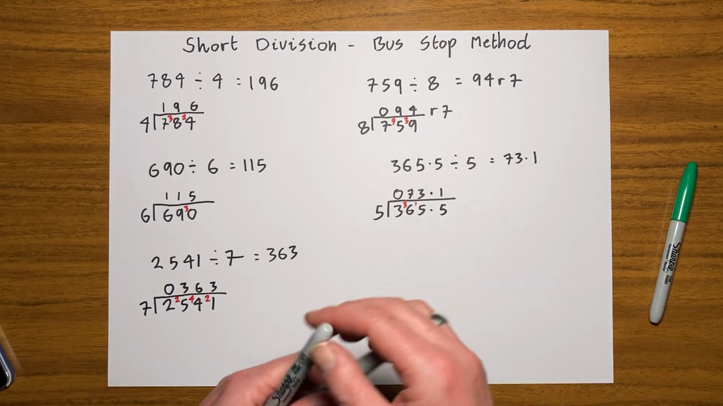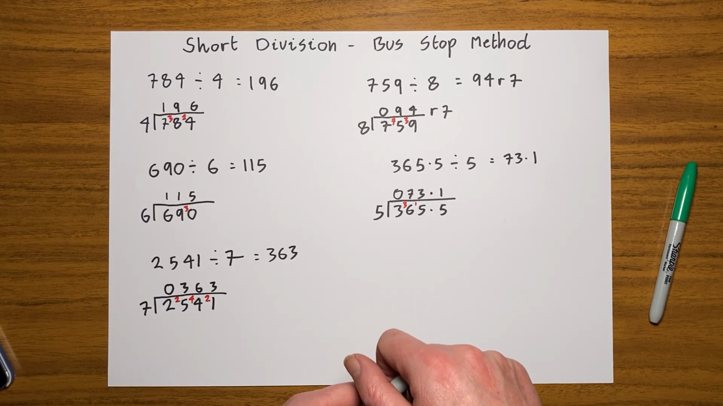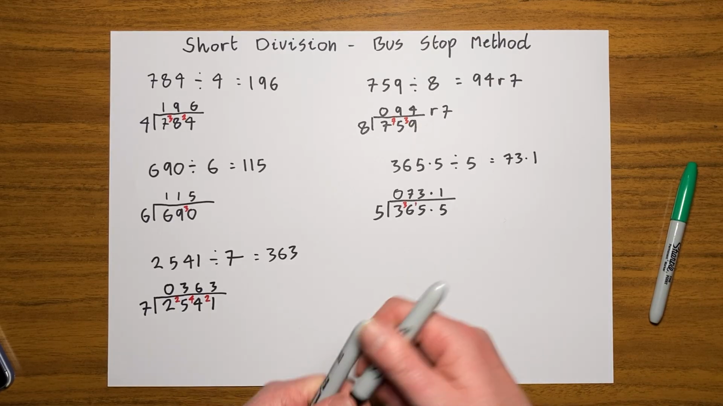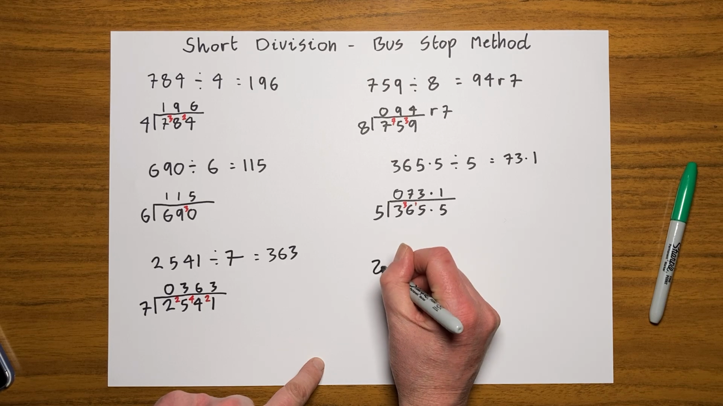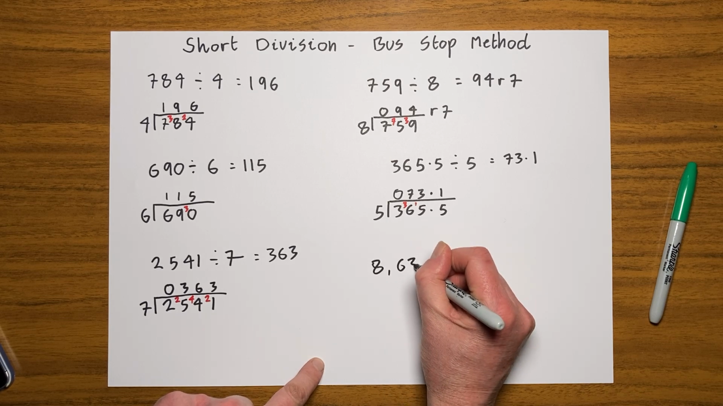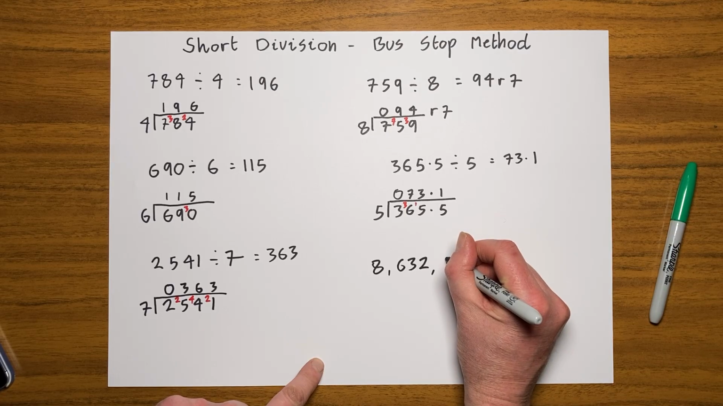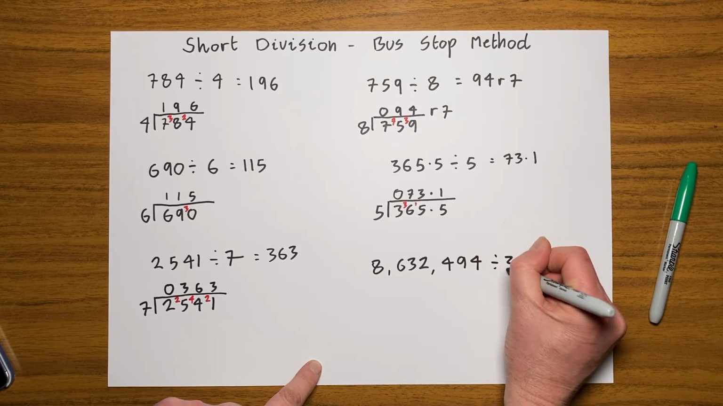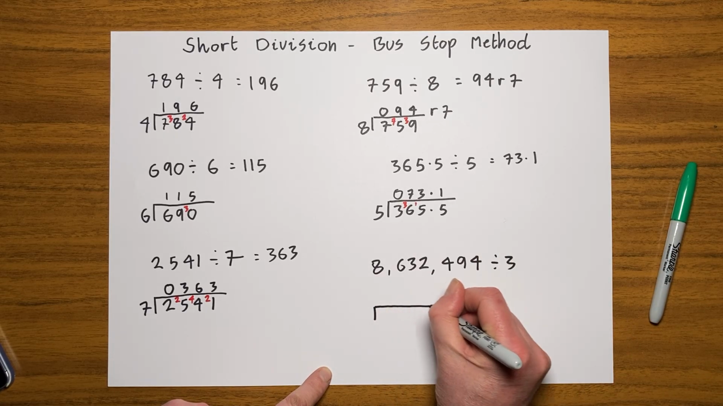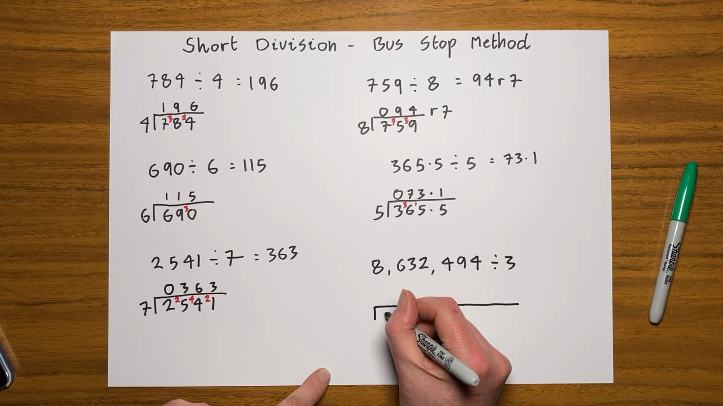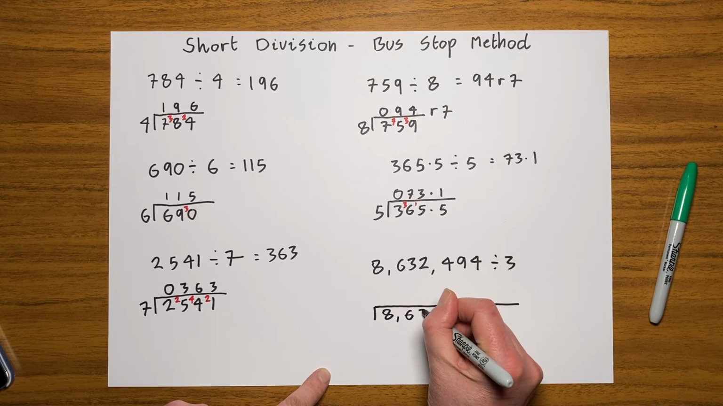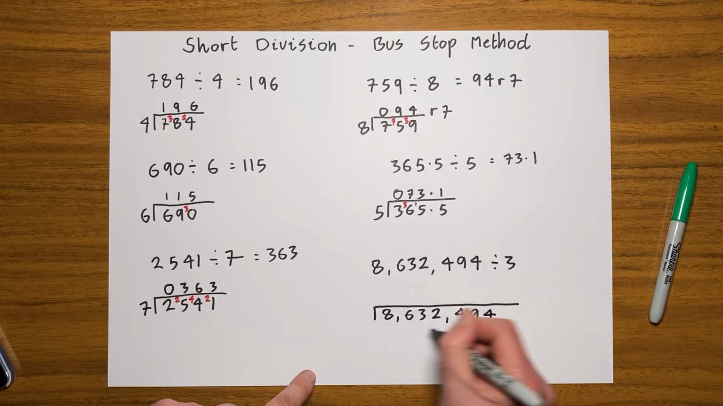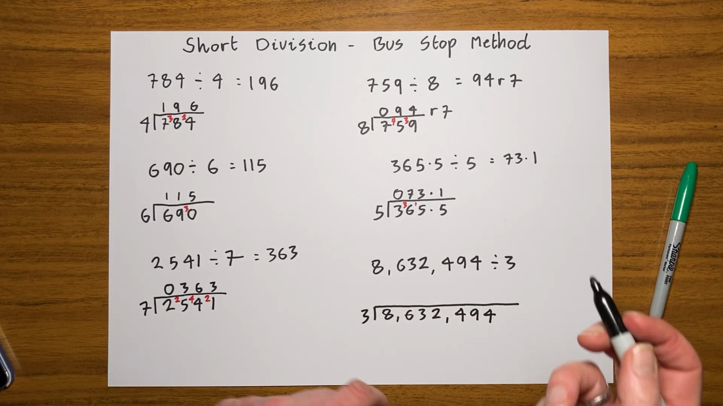Let's just do a great big huge long one just so you can see that this can work with any number. Remember what I've told you, that if you can deal with numbers between 0 and 100, you can deal with numbers between 0 and 100 million if you need to. So let's just make up a nice fun long one. Let's do 8,632,494 divided by 3. So I'm going to have to do quite a big bus stop here. Probably more like a bus station. 8, 6, 3, 2, 4, 9, 4. Put my 3 in here and we're just going to go along 1 column at a time.